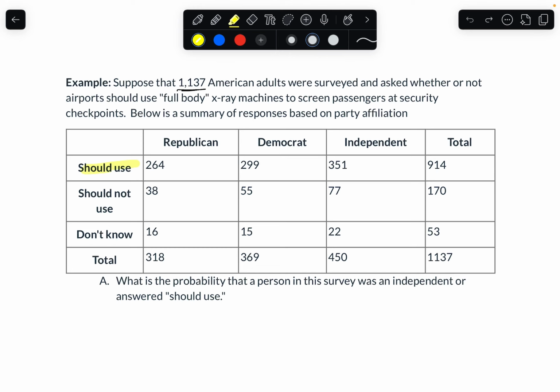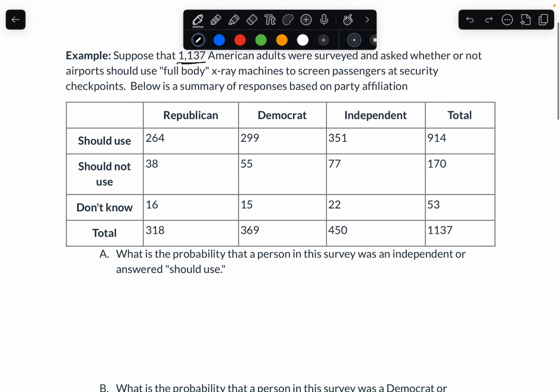We've also got the totals for both the rows and the columns, which will make a lot of these probabilities much, much easier. So let's start with part A. Part A says, what is the probability that a person in this survey was an independent or answered should use? Now, that word "or" is the thing we want to look out for and the thing that we're going to practice in this video.